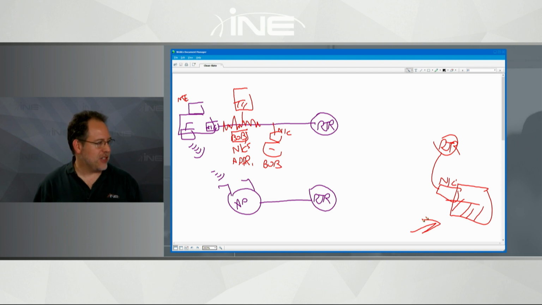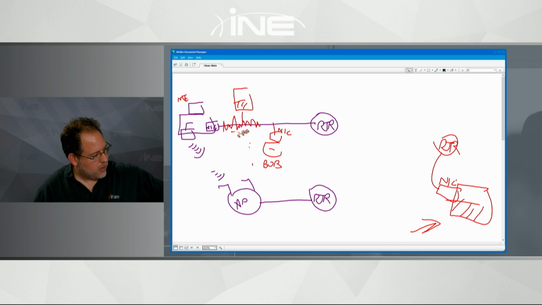So in that particular case, now when I put my electrical energy on the wire, let me just arrange this or erase this a little bit. All right, so now when I put on the wire, I actually need to send it to this guy's NIC card, my router. So this electrical information will have an address going to my router's NIC card.